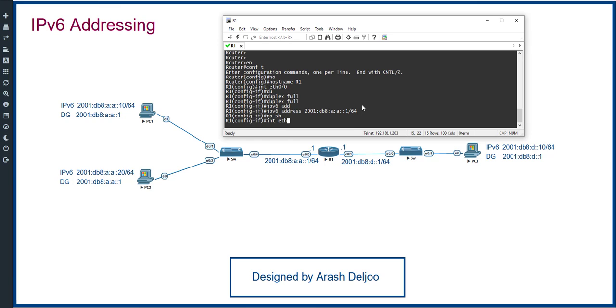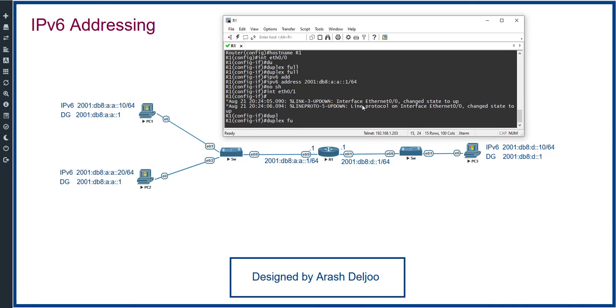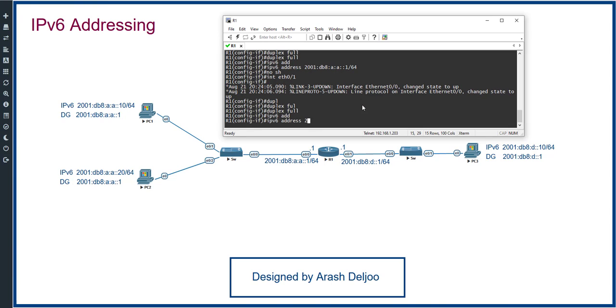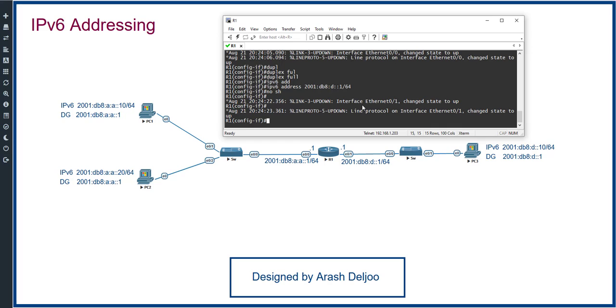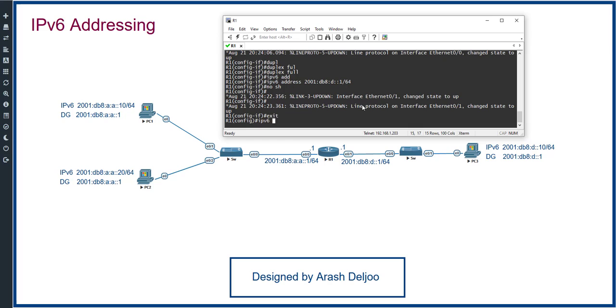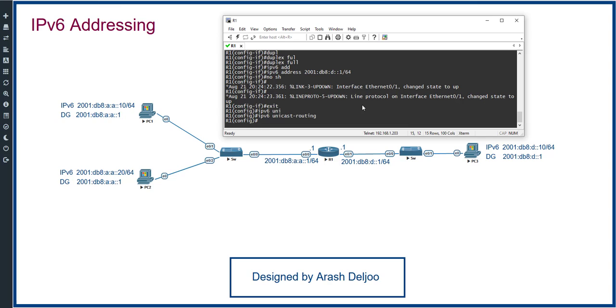After that, interface ETH01, again here duplex is full. Okay, IPv6 address 2001:db8:D:1/64, and then no shutdown. Also, you know that the routers in IPv6 don't forward the IPv6 packets by default or don't do the routing. You need to use the IPv6 unicast routing. It is important. If you don't configure IPv6 unicast routing, you cannot use the router for forwarding traffic from one interface to other interface.